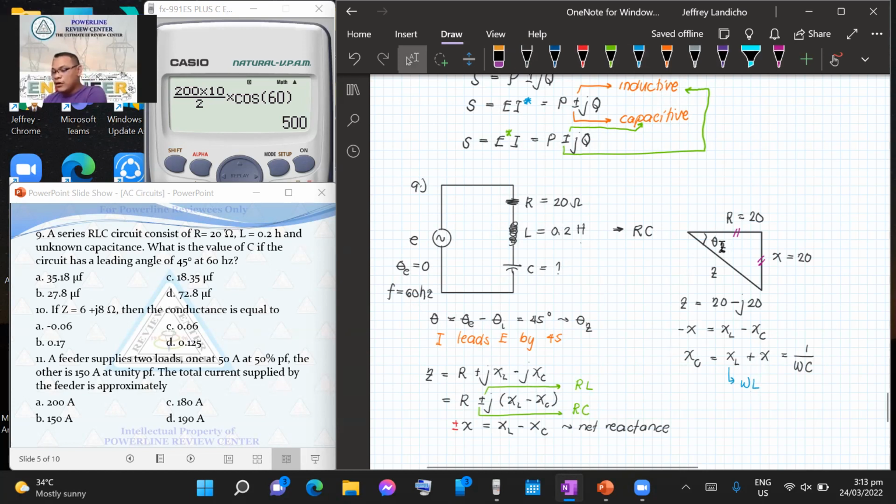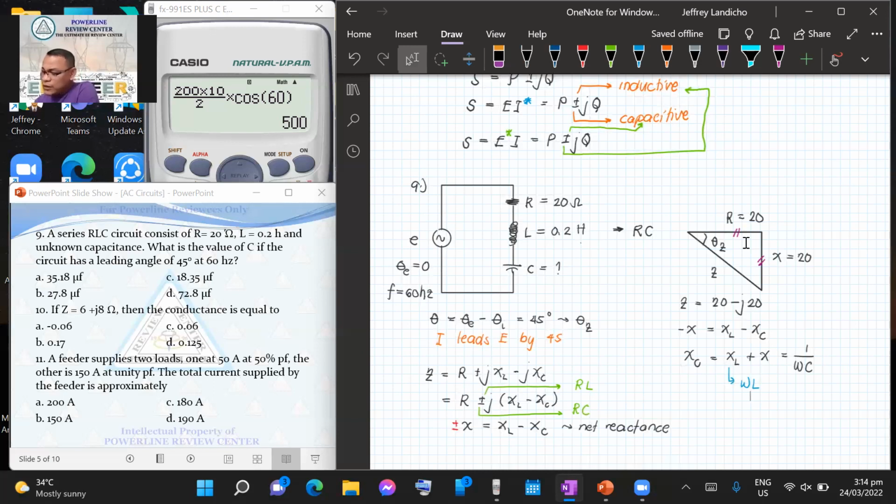Since the angle of your impedance is equal to the phase angle, or the angle between voltage and current, which is 45, ibig sabihin, meron tayong isosceles right triangle din. So, ang magnitude ng net reactance is equal to the resistance. Kaya nakuha natin, this net reactance is equal to 20. Kasi, isosceles right triangle ito. Kasi 45. So, kung 45 ito, alam natin, this is also 45. Kaya ito is isosceles. So, in that case, wala nang problema.